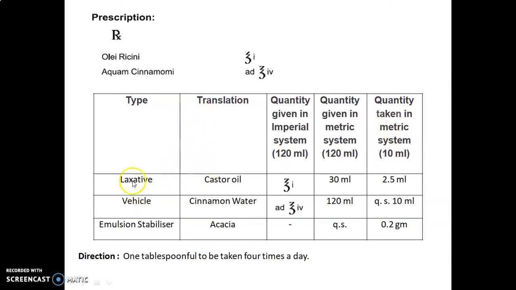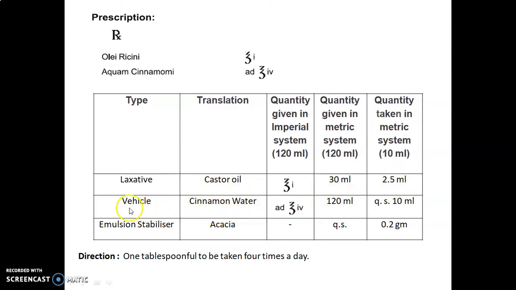So we have first castor oil, which is used as a laxative. Quantity given in imperial is ounce I, so that means 30 into 1, 30 ml. So for preparing 10 ml, the quantity taken should be 2.5 ml. This quantity should be calculated according to the factor.